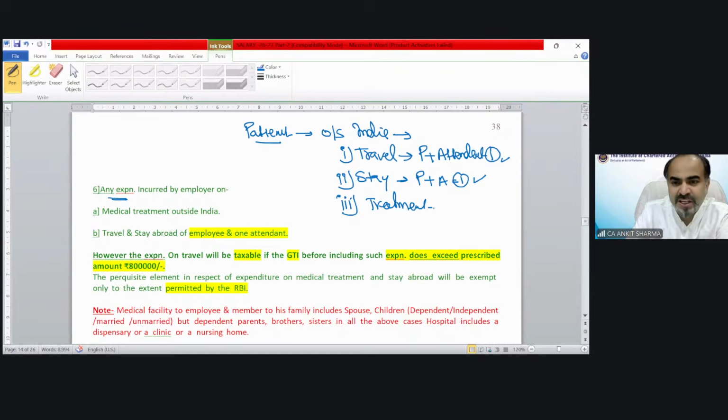Now the treatment expenditure, whose will that be? Patient and attendant both, or only patient, or only attendant? Tell me.